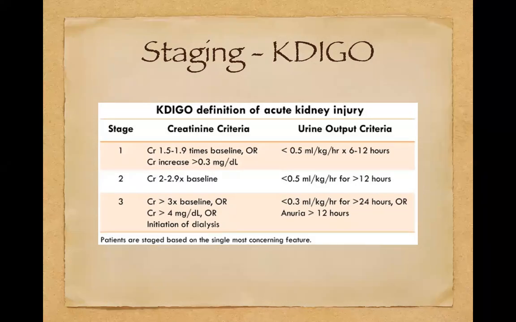Based on the creatinine on stage 1, it's about 1.5 to 1.9 times the baseline or more than 0.3 milligrams per deciliter, or the urine output less than 0.5 milliliters per kg per hour for 6 to 12 hours. So I won't read out all of those, but as you can see, it's quite a nice little objective way to define AKI based on 3 stages of severity.